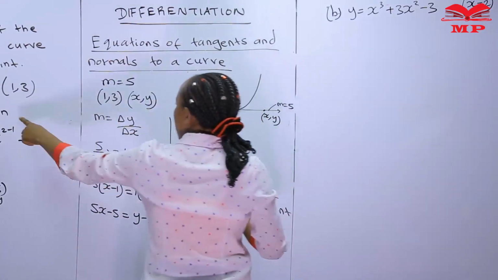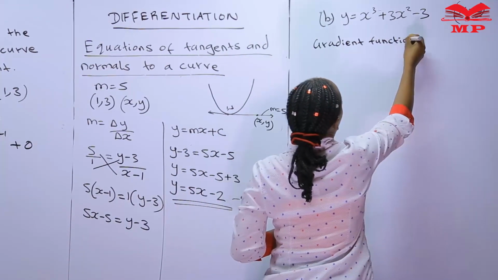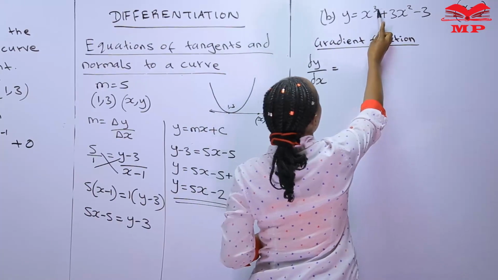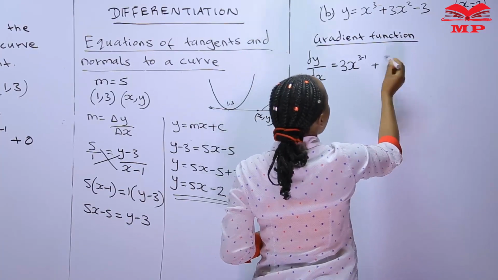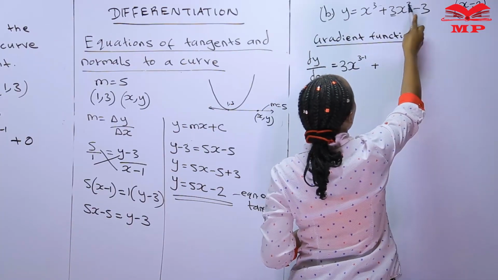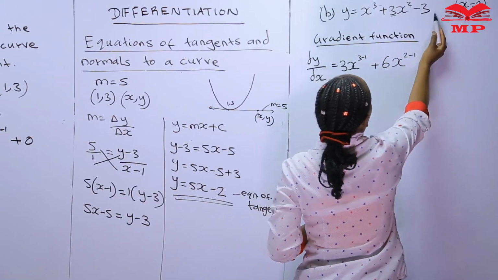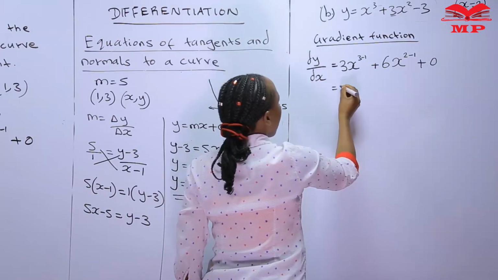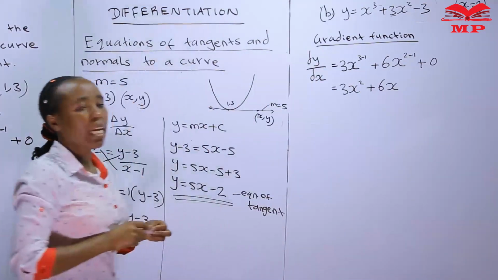So the first thing, as we have said, we need to get the gradient function. We start with getting the gradient function, which is dy all over dx. So we have 3 times the coefficient, which is 1, 3x to the power 3 minus 1, plus 2 multiplied by the coefficient of x, which is 3, so it is 2 times 3, which is 6, then x to the power 1 minus 1. Then the derivative of a constant is 0, so we can even put plus 0. So we end up getting 3x squared plus 6x.